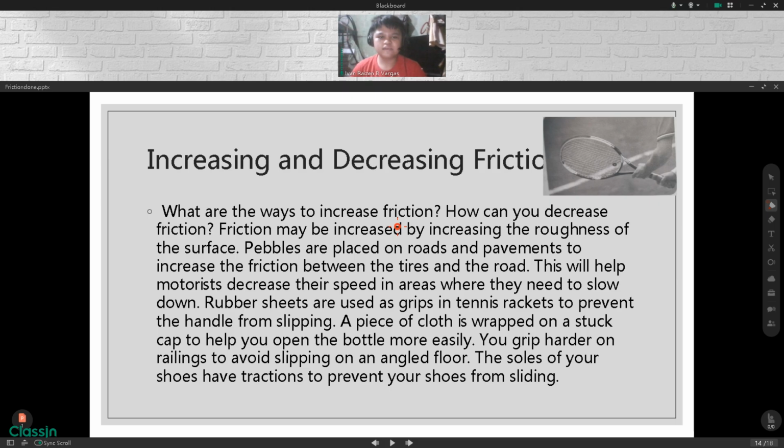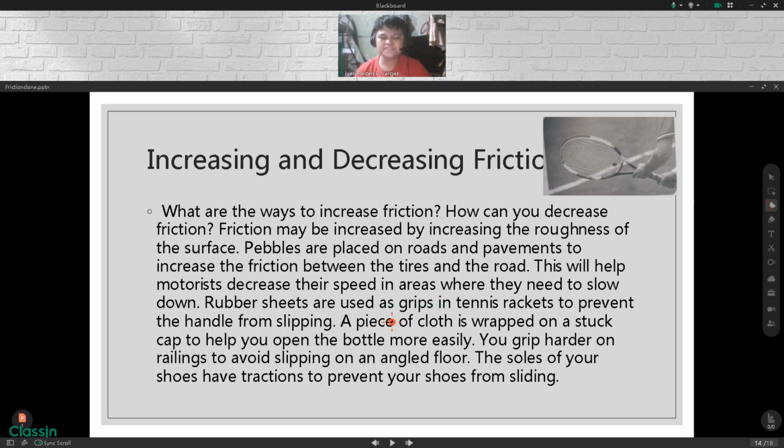Friction may be increased through the roughness of the surface. Pebbles are placed on roads and pavements to increase the friction between the tires and the road. This will help motorists decrease their speed in areas where they need to slow down.